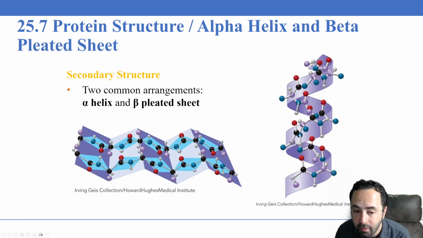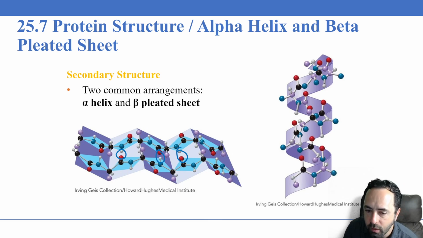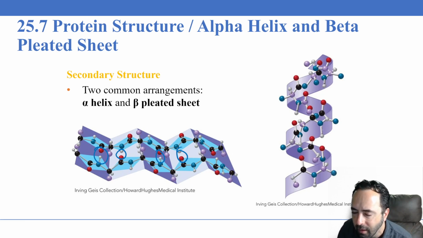There are two primary ways in which this occurs. These are called the alpha helix and the beta pleated sheet. And in each of these cases, you can see we have interactions here between the amine groups and the carboxylic acid groups. These attractions, these hydrogen bonds, are what drive the formation of this secondary structure in the protein right here. In addition, this is the beta pleated sheet, here's the alpha helix.